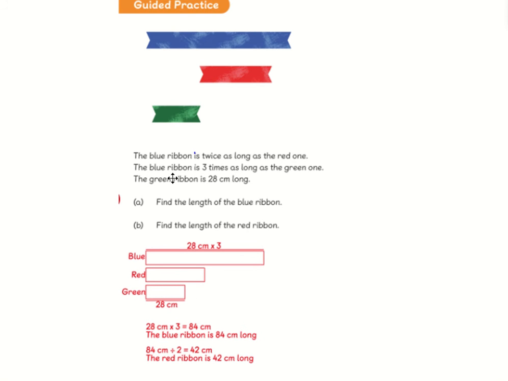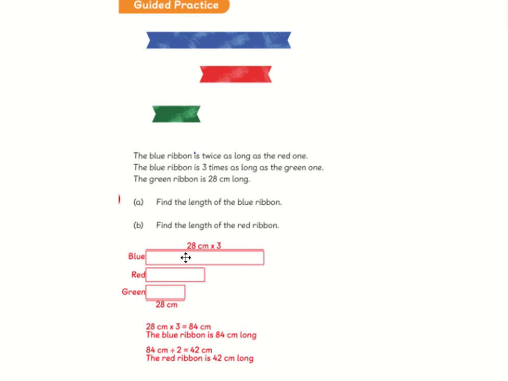So our green ribbon is 28 centimetres long. If we look here, the blue ribbon is 3 times as long as the green one. So we know that the blue ribbon is going to be 3 lots of 28 because it's 3 times longer than this. So there's our 28 times 3. 1, 2, 3. 3 lots of 28. So now we've got the green bar and the blue bar, and we can have a look at our next piece of information, which is the blue ribbon is twice as long as the red one. So now we know that the blue ribbon is twice as long as the red. We know that the red is going to be half of this size bar.